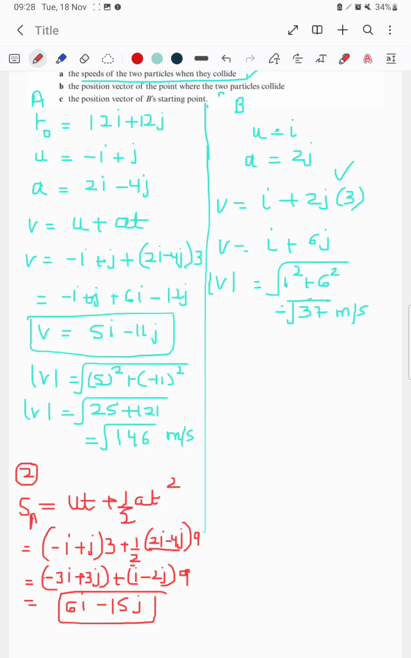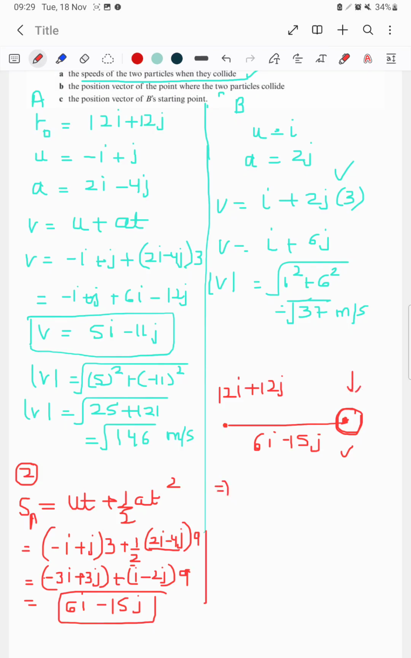A. And then we have to find out the position vector. This is the displacement. Initially the point was here, which is given as 12I plus 12j for A, and then there is a displacement of 6I minus 15j, so it reached this point. And what is this point? This is the point of collision, and for A and B, this is the final position vector, which is the same.